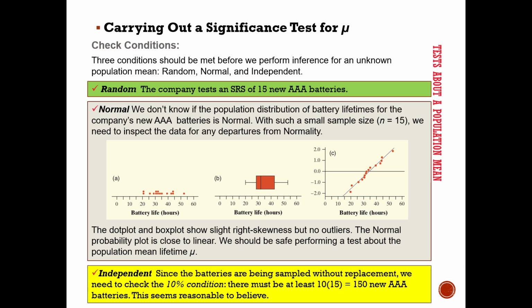Finally, we got to check for independence. We are pulling these batteries without replacement, at least that's what we assume. And so we need to check the 10% condition. There have to be at least 150 new AAA batteries. That seems reasonable for a company launching a new product line, so we're going to believe it.